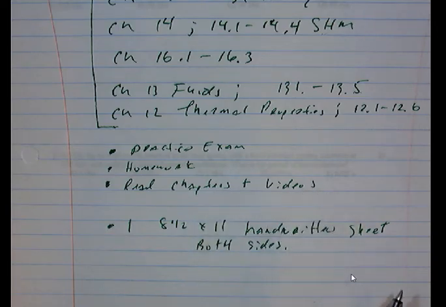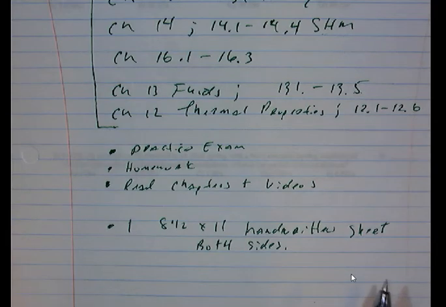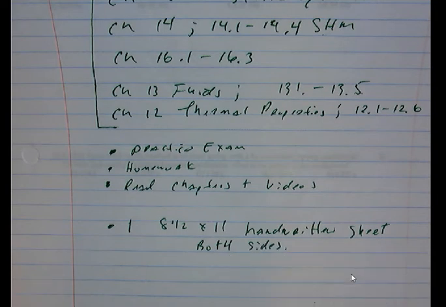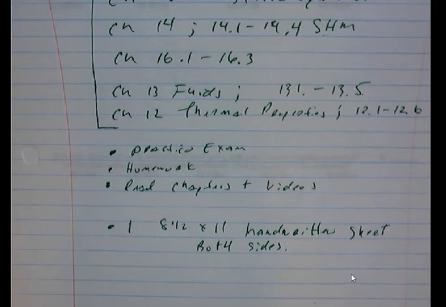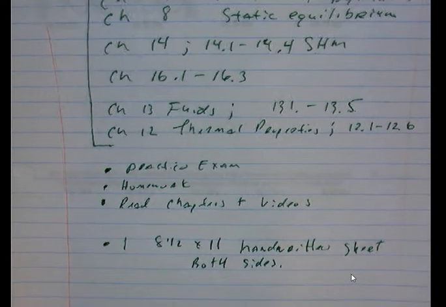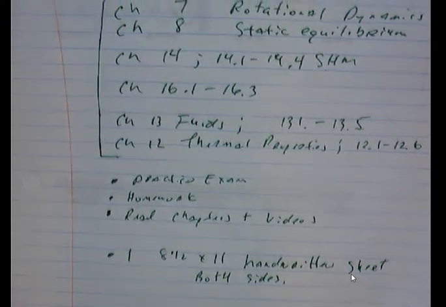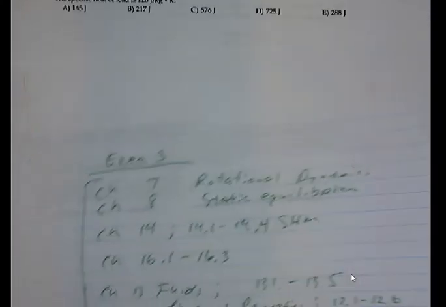As far as a formula sheet goes, just like before, one 8.5 by 11 handwritten sheet, both sides, put whatever you want on there. The form of the test is the same as before. It's multiple choice, but you have to show your work to get full credit. The actual test has the same amount of questions as the practice test.